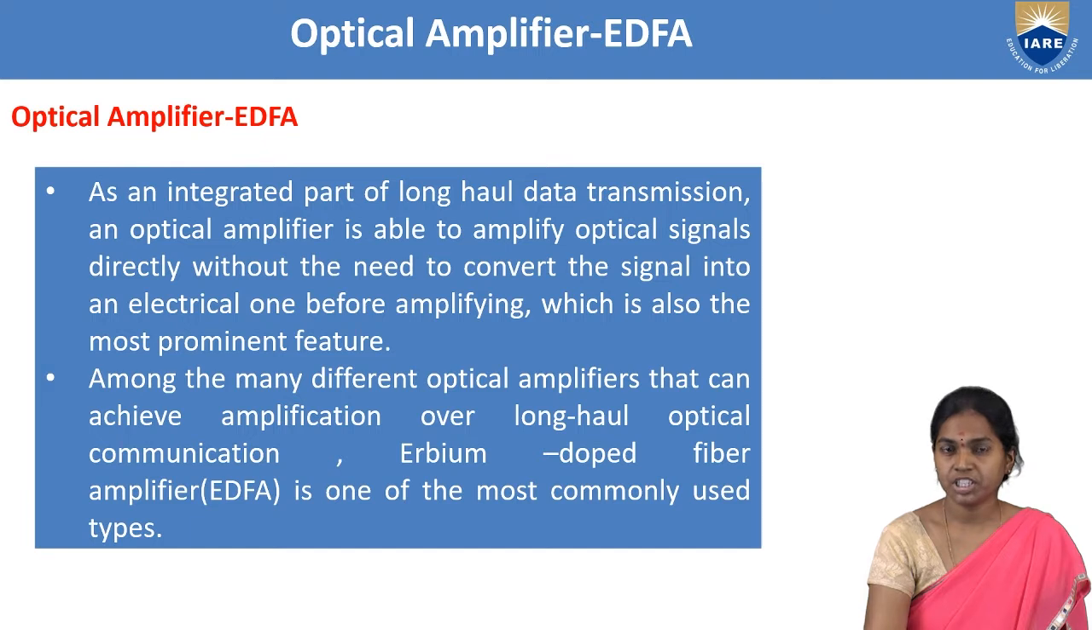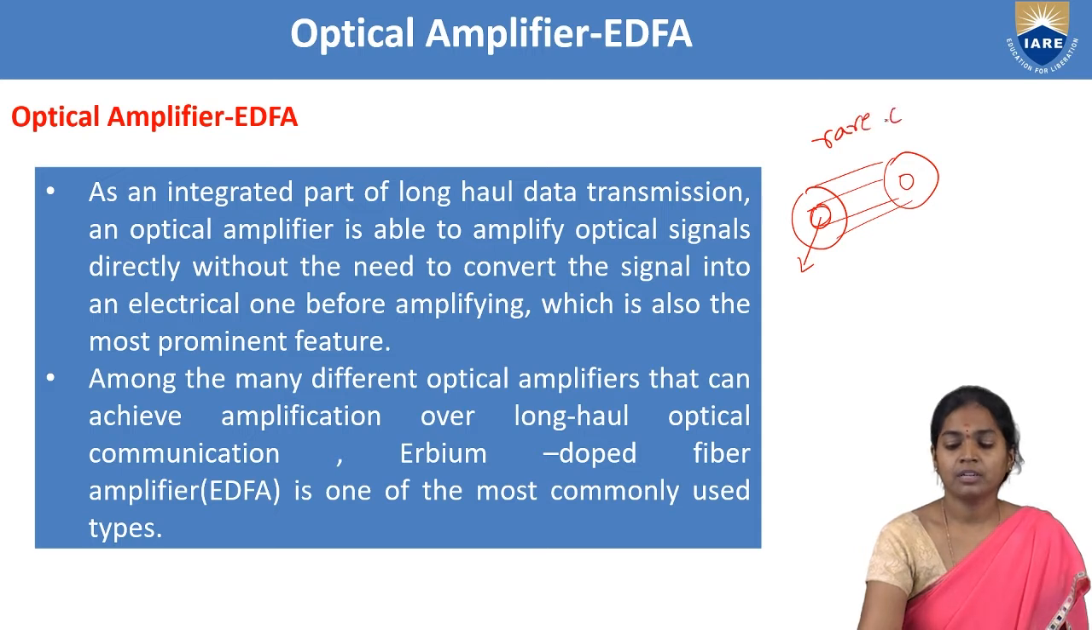from source to destination, the medium is optical fiber. In our optical communication, the medium is optical fiber, which consists of core and cladding. Here the core is doped with rare earth ions, which means we can transmit the information over a longer distance.